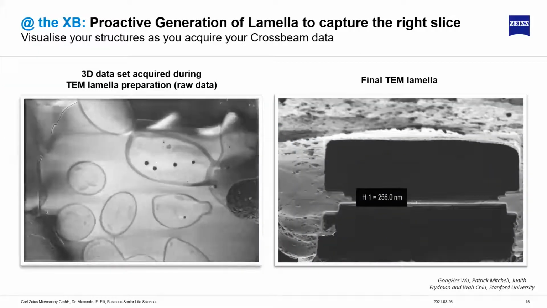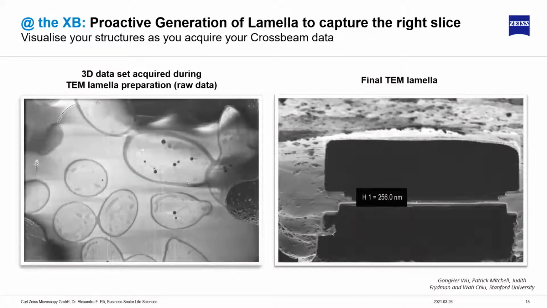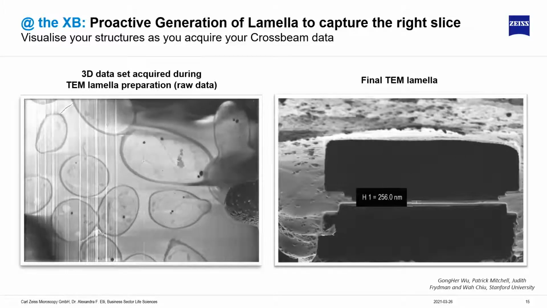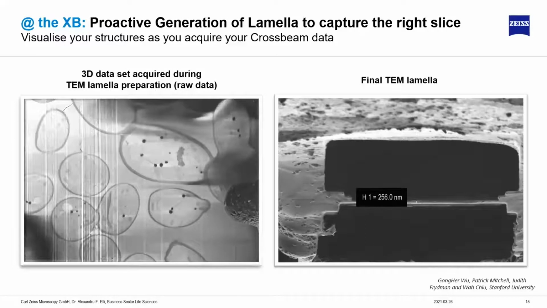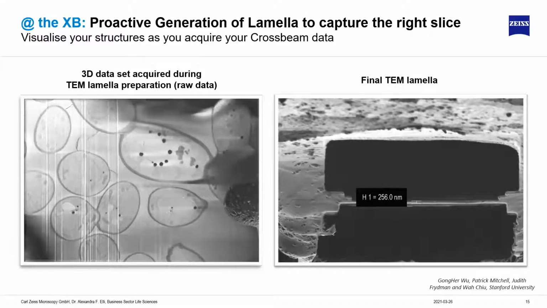The movie shows the power of our crossbeam here. During the milling process, high contrast images are acquired. Remember, the sample is not stained at all, and the ZEISS crossbeam has the best imaging capability here. Cells and subcellular compartments are clearly visible, and the TEM lamella location can be precisely selected. And on the right side at the end, the final TEM lamella with a thickness of 256 nanometers is shown.